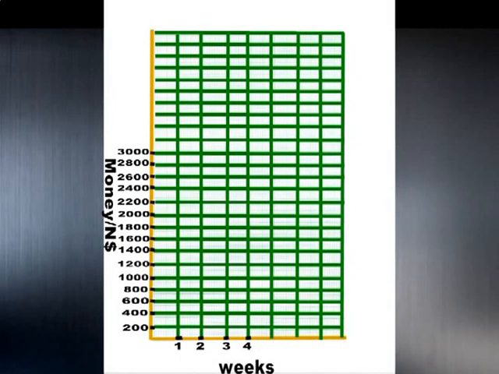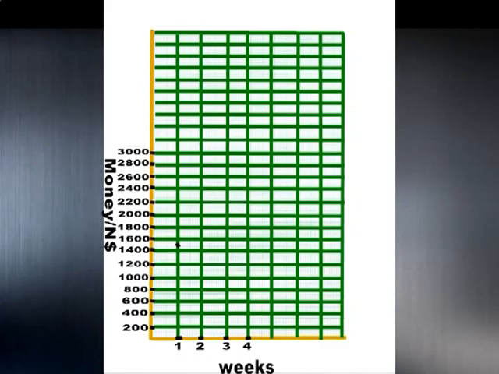$1,500. Now, you take your pencil and your ruler, find the amount 1,500 on the y-axis, and put your ruler in a horizontal direction so that it goes through 1,500. Now go to your x-axis, find week one, move vertically up until you reach the ruler, and where the two meet, you plot a point with a pencil.